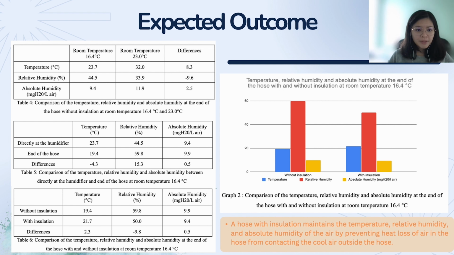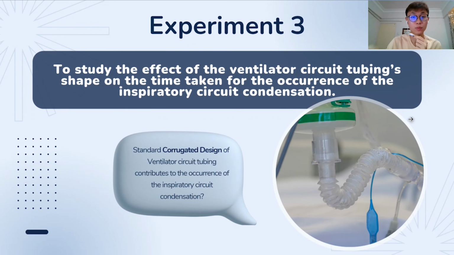Finally, we compare these parameters again with a hose without insulation and with insulation, and the results were plotted in the graph below. From this graph, we can see that the hose with insulation maintains the temperature, relative humidity, and absolute humidity of the air by preventing condensation from occurring when the cool air outside the hose contacts the warm air inside the hose. Now I'm going to discuss experiment 3.